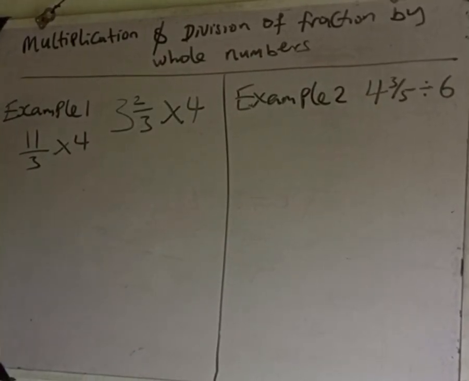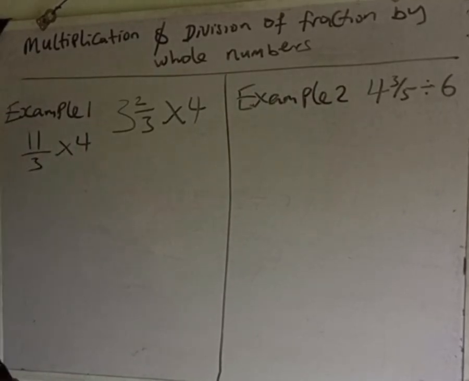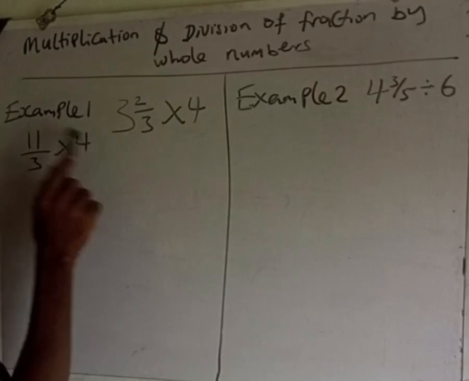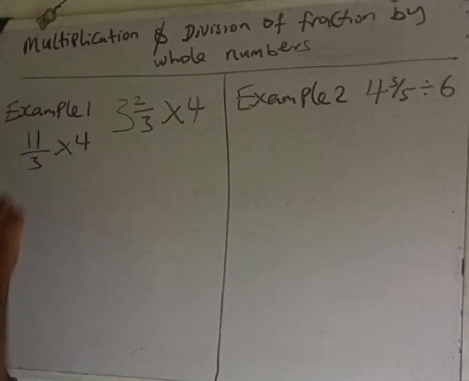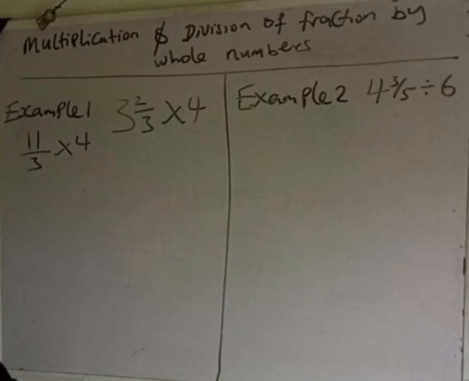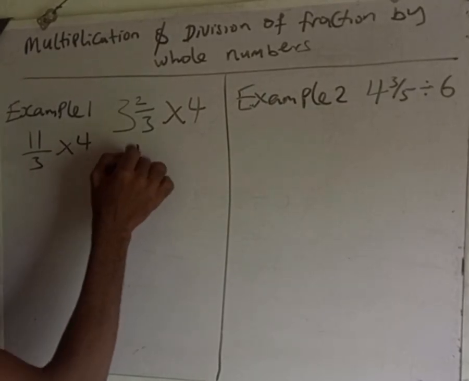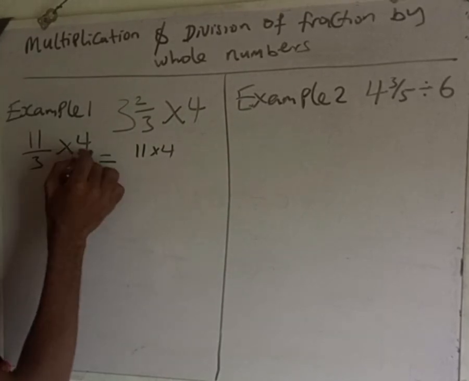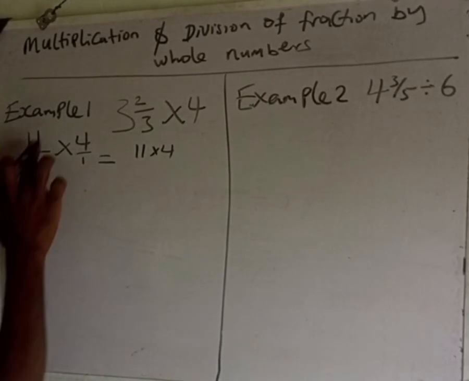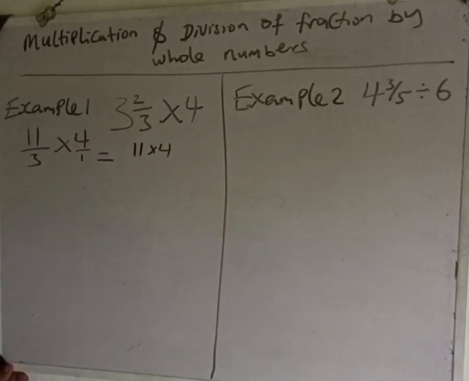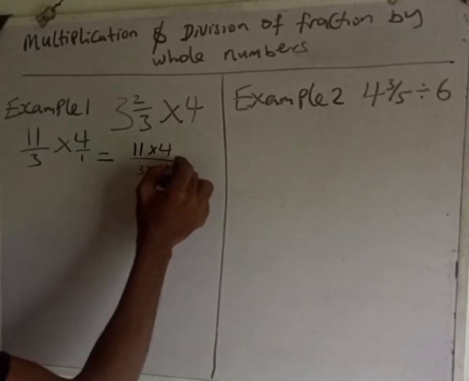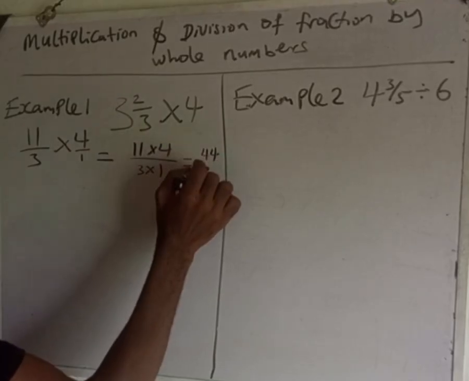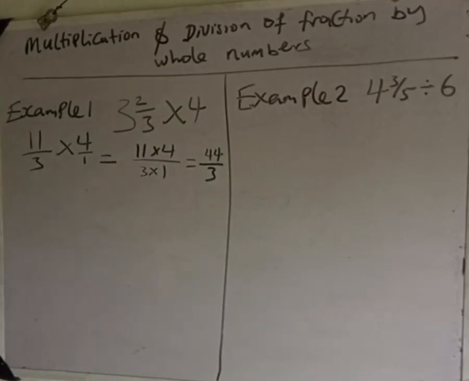Now, in the law of multiplication of fractions by a whole number, the whole number will multiply the numerator. Is that okay? The whole number will multiply the numerator. We leave the denominator like that. So what are we going to have? We are going to have 11 times 4. Of course, also remember that 4 is the same thing as 4 over 1, right? So the numerator will multiply the numerator. The denominator will also multiply the denominator, which is 1. So we're having 11 times 4 all over 3 times 1, which will give us 44 all over 3. Is that okay?